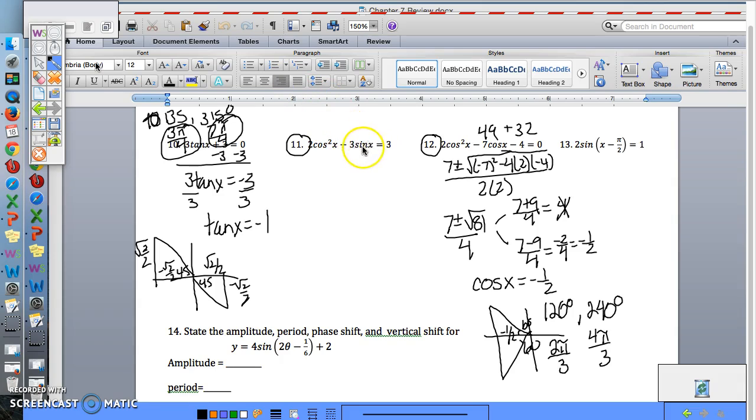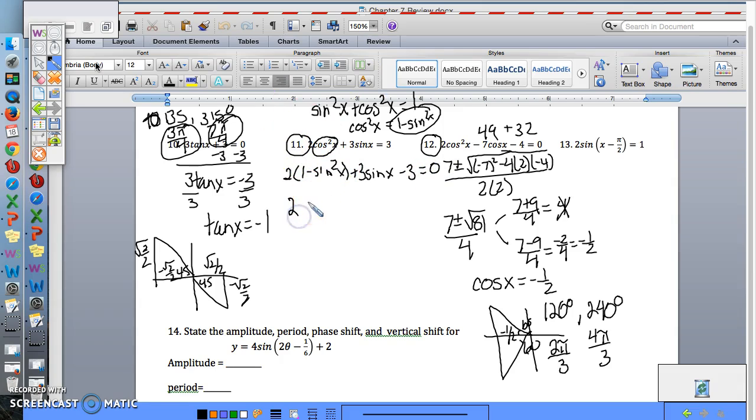Now this next one here, it's a little bit trickier because we have two trig functions. So what we can do is rewrite it using the Pythagorean identity: sine squared plus cosine squared is 1. So we know cosine squared, if we solve for that, cosine squared of x equals 1 minus sine squared of x. So we could substitute this in. So we have 2 times 1 minus sine squared of x plus 3 sine of x, and we could say minus 3 equals 0. And now we distribute, so 2 minus 2 sine squared of x plus 3 sine of x minus 3 equals 0. Combine like terms, so -2 sine squared of x plus 3 sine of x, 2 and -3 minus 1 equals 0. And now we could do the quadratic formula again.